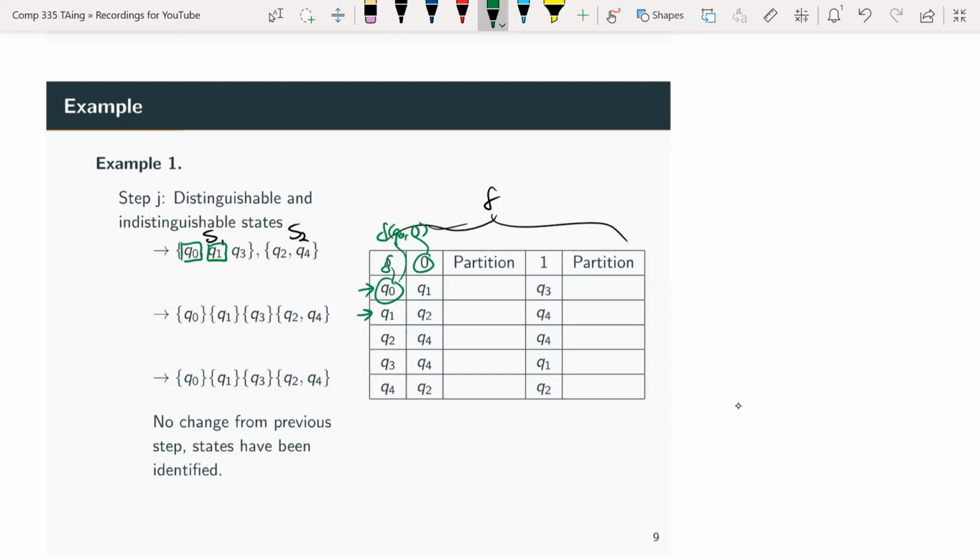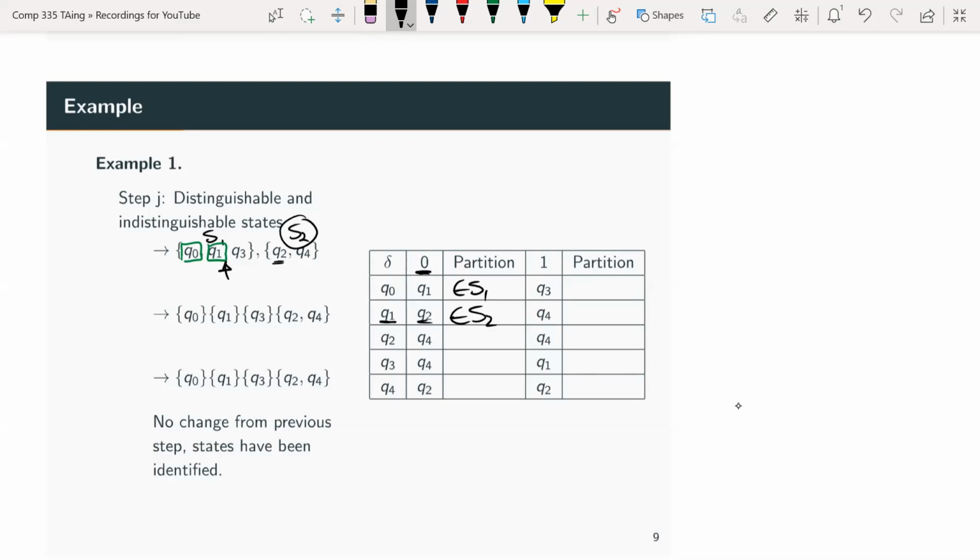When it sees a 0 and you're in Q0, you go to Q1. So this would be Q1. And that's how you would read that, okay? So now, if I'm in Q0 and I see a 0, I go to Q1. Q1 is part of partition S1, so I write that it's in S1. I compare that to Q1 when it sees a 0. If you're in Q1 and you see a 0, you go to Q2, as it says here. Q2 is part of partition S2, so this is going to be in S2.